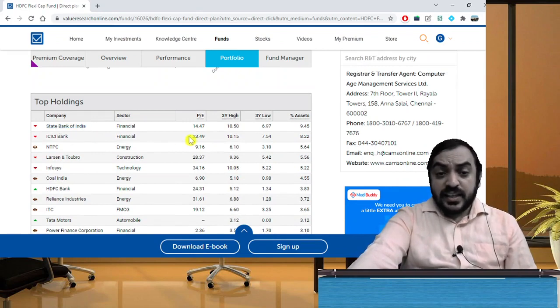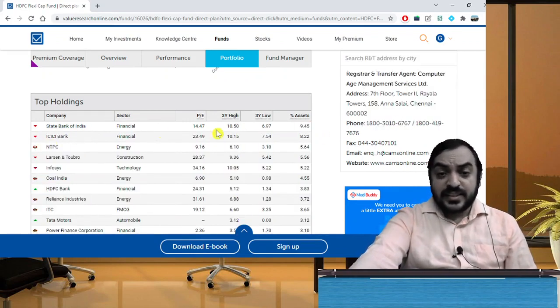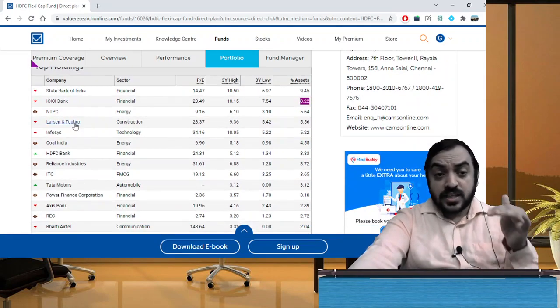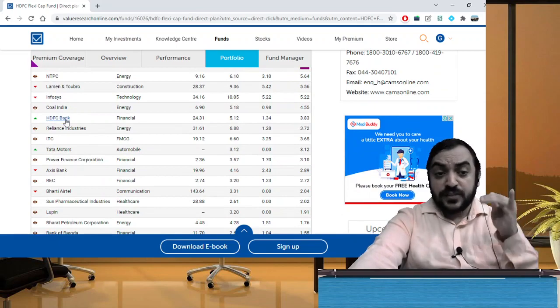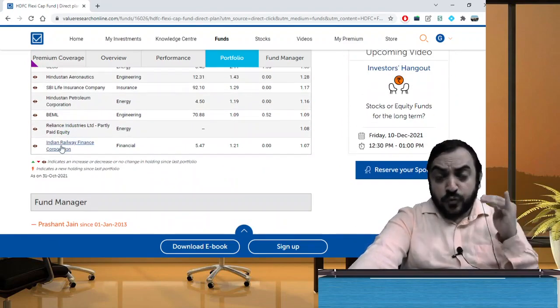In SBI, they have invested 9.45% of the assets. ICICI Bank, they invested 8.22. They invested in NTPC, Larsen Turbo, Infosys, Coal India, HDFC Bank, Reliance Industries, Power Finance. They have to disclose their full portfolio.